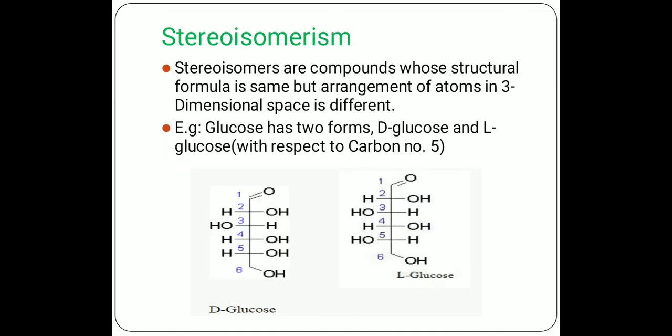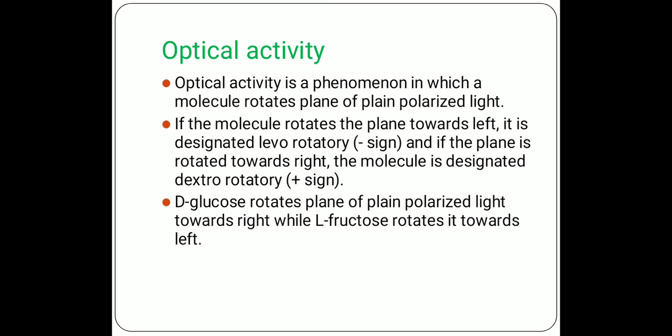Stereoisomerism. Stereoisomers are compounds whose structural formula is the same but the arrangement of atoms in three-dimensional space is different. For example, glucose has two forms, D-glucose and L-glucose, with respect to carbon number 5. If the OH group is present on the right side, then it is D-glucose, and if the OH group is present on the left side, then it is L-glucose. The picture is given.